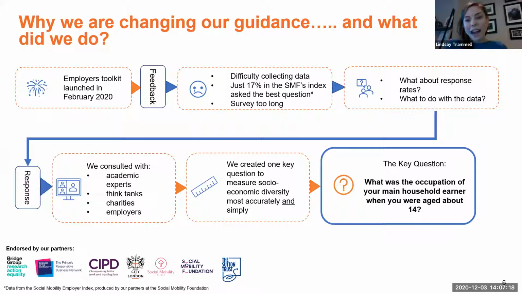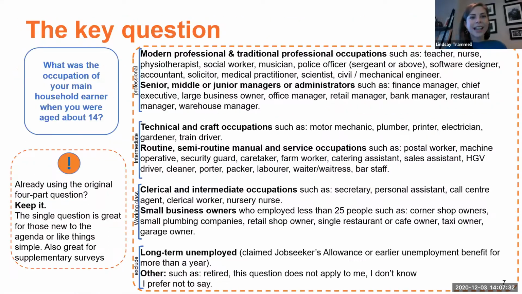So what we have now is, instead of going through a 4-part question, long, rigorous, multiple survey responses, you've got one key question that you can put with no follow-ups, simple coding. That key question is, what was the occupation of your main household earner when you were aged about 14? This is the best measure for a range of reasons.